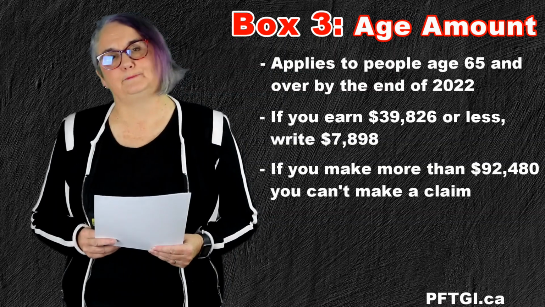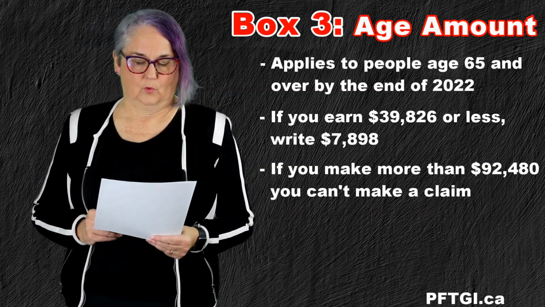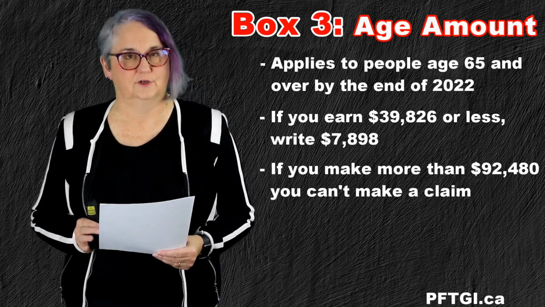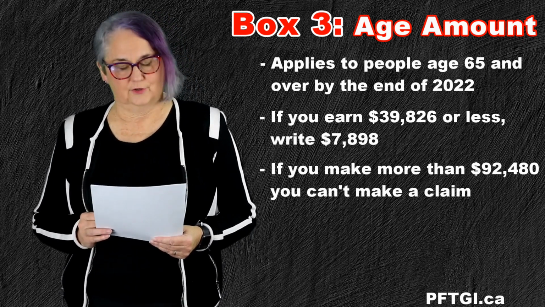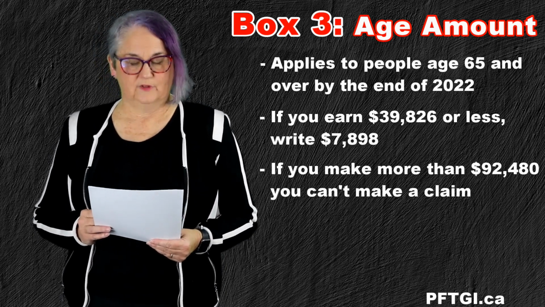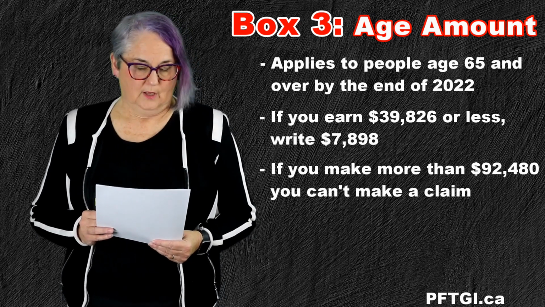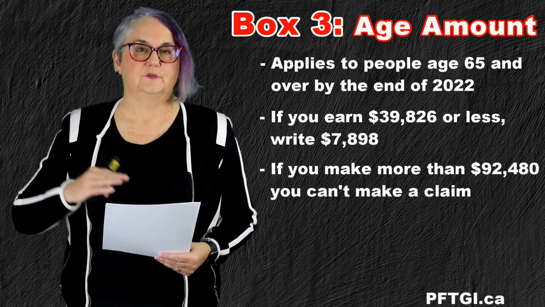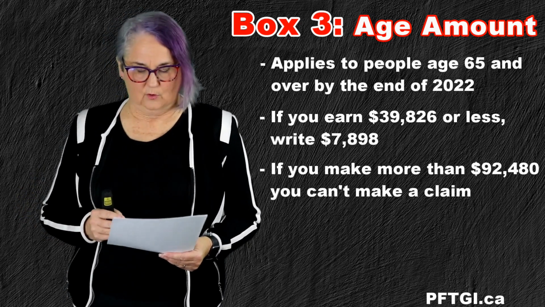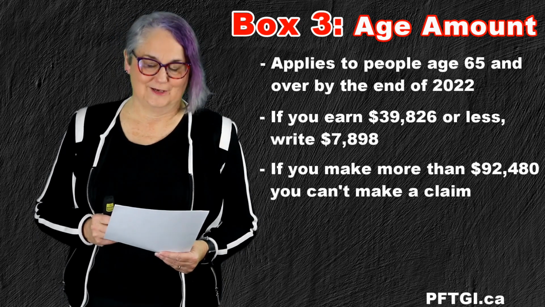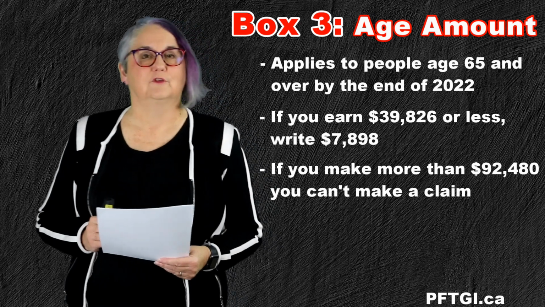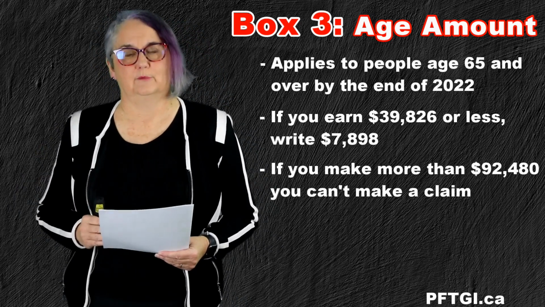Number 3, going from children to older people. Number 3 is the age amount. If you are 65 or older on December 31st of 2022 and your income is under $39,826, then the amount you can put in the box 3 is $7,898. This deduction is reduced by earning higher income. So if your income is going to be over $39,828, but less than $92,480, then you're going to have to fill in the worksheet to prorate the amount you're going to be able to claim here.